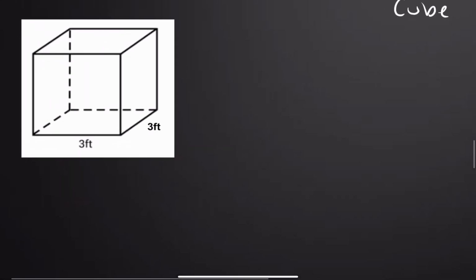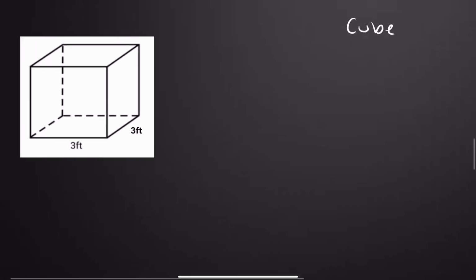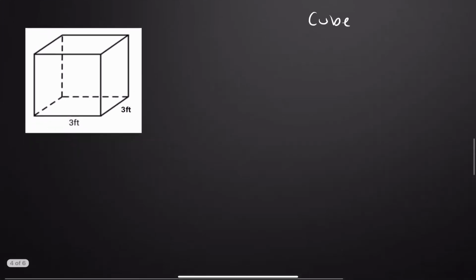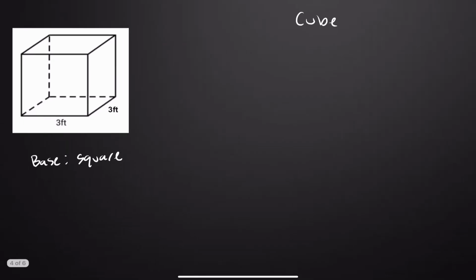We see that this is a cube. And how do I know that this is a cube? Well, its base is a square. And basically a cube is just a three-dimensional figure where all the faces are squares. So this is a cube. So the base of the figure is a square. And how do I know that?